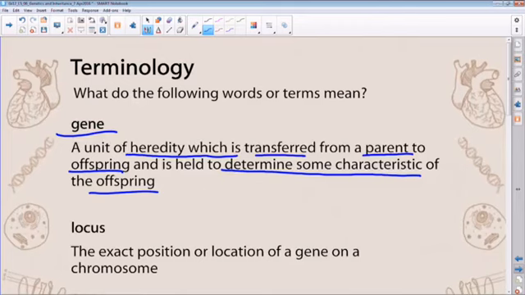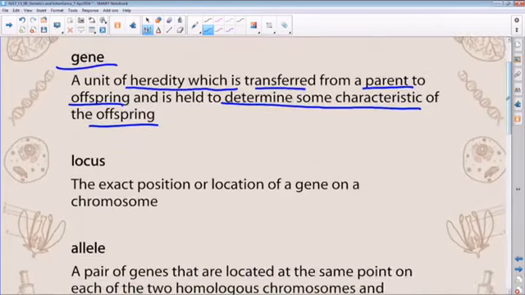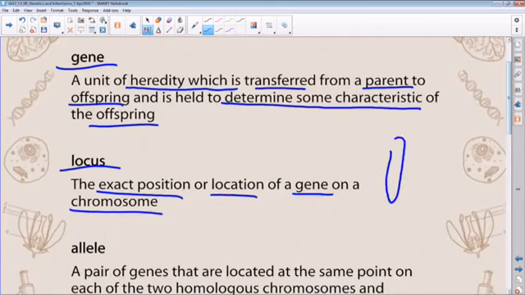Right, the next one that I gave you was locus. Now we use this just so that you understand it, and I'm going to explain it as we're going around. This is the exact position or location of a gene on a chromosome. Now, I don't know if you remember the chromosome. Let's say your chromosome looks like that, right? Roundabout. Now, I'm only going to do a few. I'm not going to do too many. I'm just going to do a little bit of them.